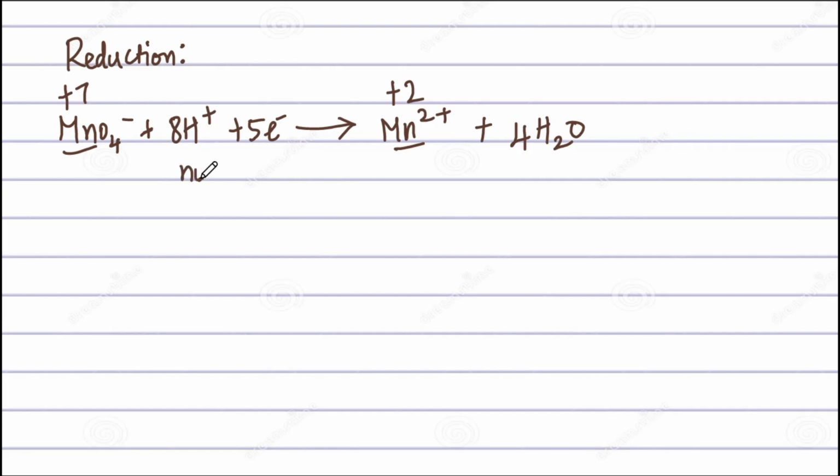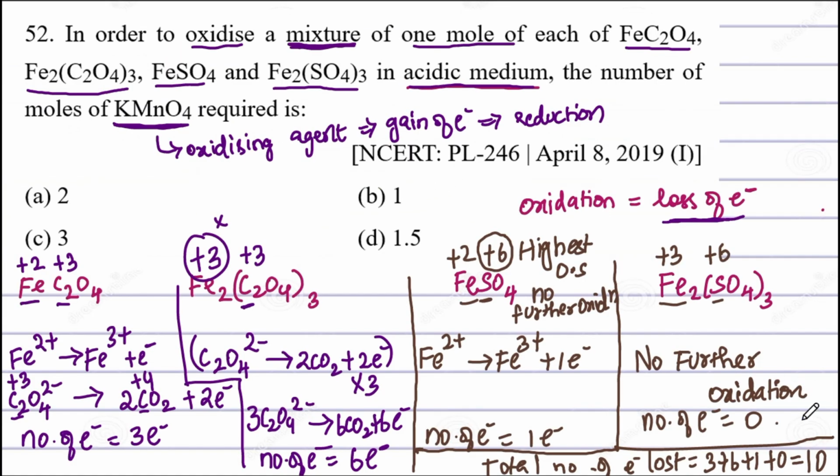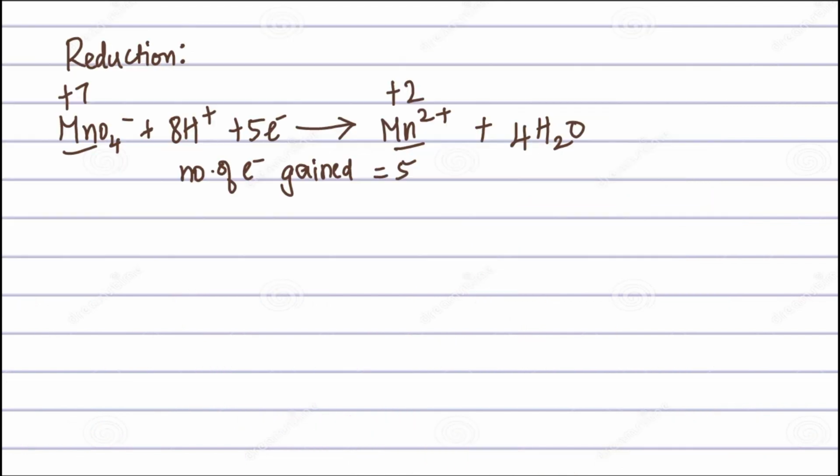So here the number of electrons gained is equal to 5, but the number of electrons lost is 10. So we know that the number of electrons lost is equal to the number of electrons gained. So the number of electrons lost is 10, and the number of electrons gained is 5.